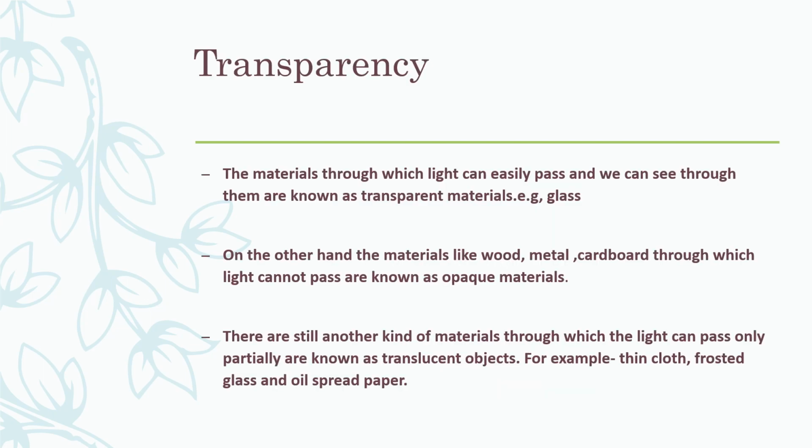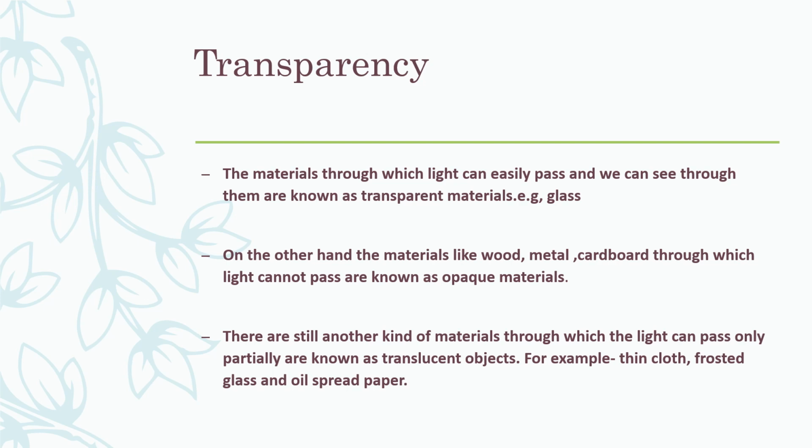Next property is transparency. On the basis of transparency, we are able to see things clearly through some materials. For example, you have a glass window at your house. We are able to see through that because the light can pass through it. Similarly, if you try to look through a wall to the other side, you won't be able to see because that wall is not transparent. Something which is transparent will allow the light to pass through it, and only because of that are we able to see things.